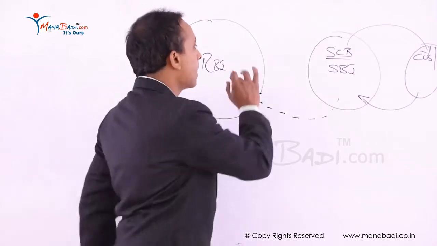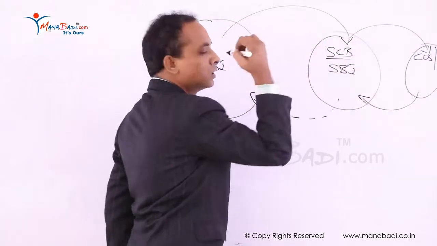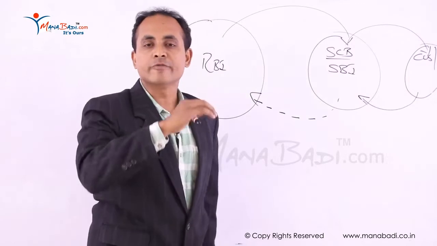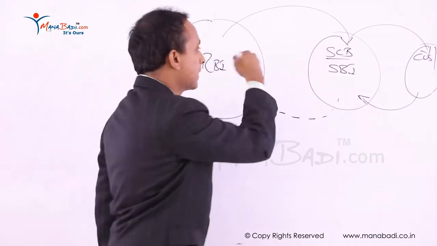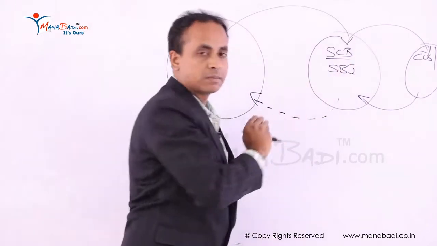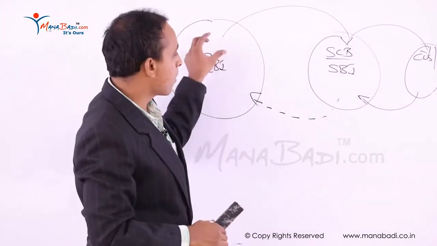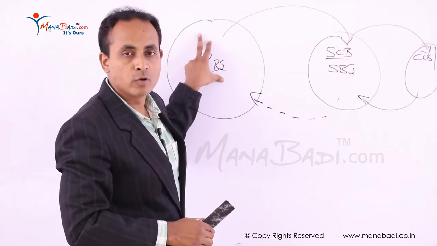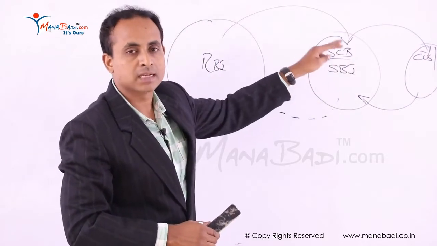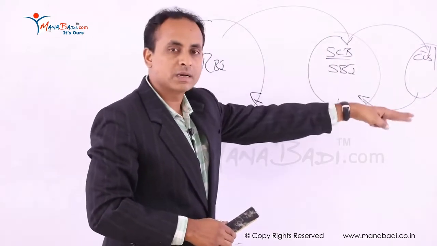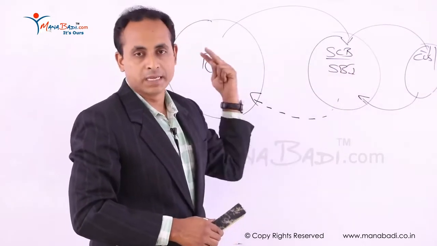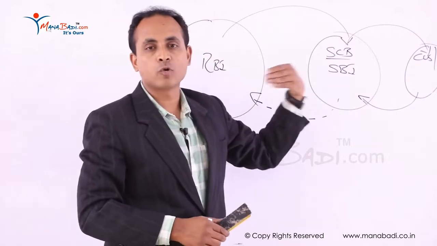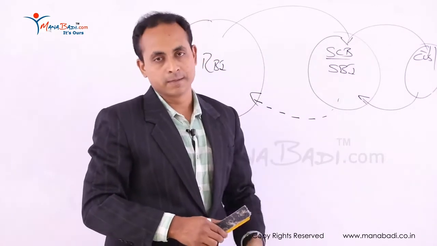Here RBI is also giving loans to commercial banks. RBI won't give loans directly to customers, but RBI will give loans to commercial banks. So the point is, money is flowing from RBI to commercial banks to customers, again from customers to commercial banks, then from banks to RBI. So it is a bidirectional flow of money in the economy.